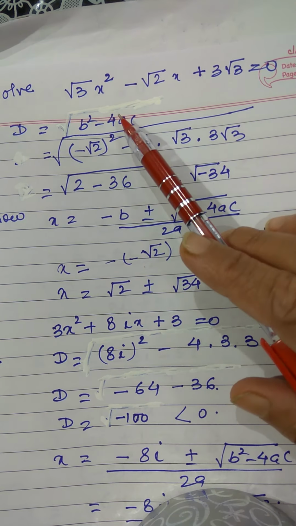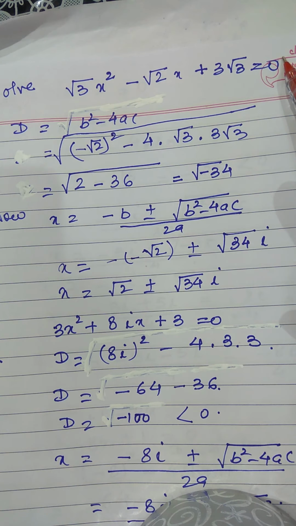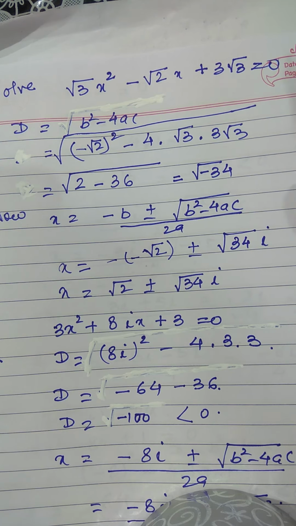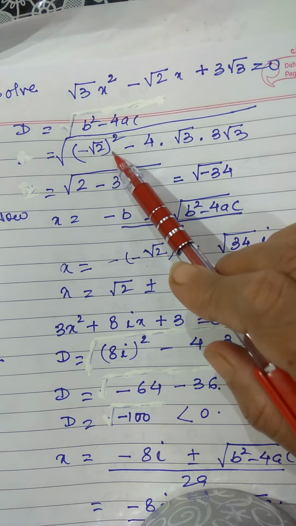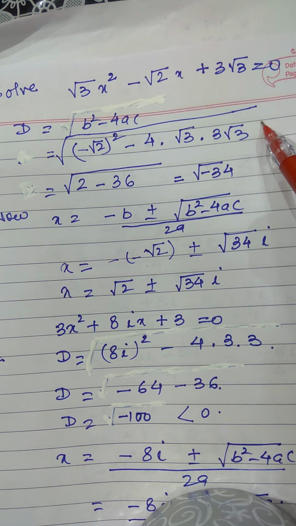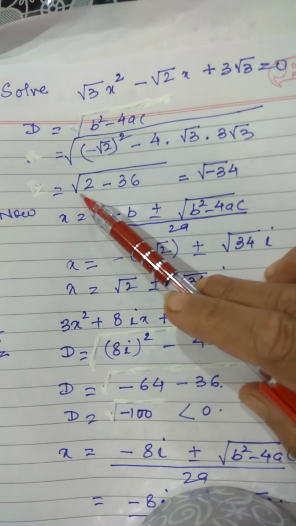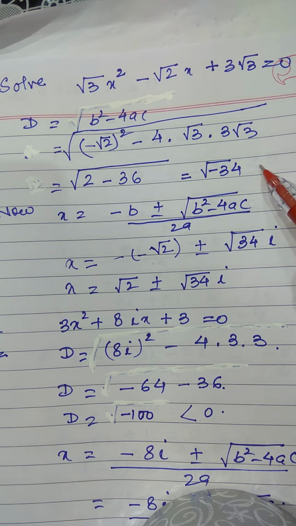This equation is root 3x square minus root 2x plus 3 root 3 is equal to 0. First we will find D. This is b square minus 4ac. So minus root 2 square minus 4 into root 3 into 3 root 3. This is 2 minus 36, that is root minus 34.